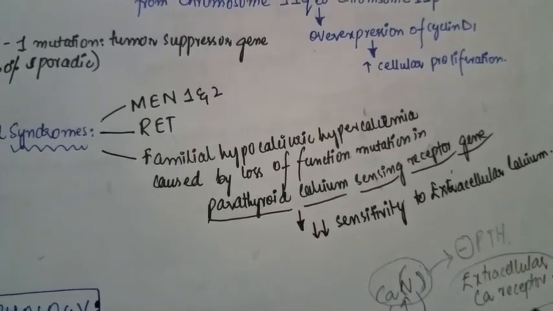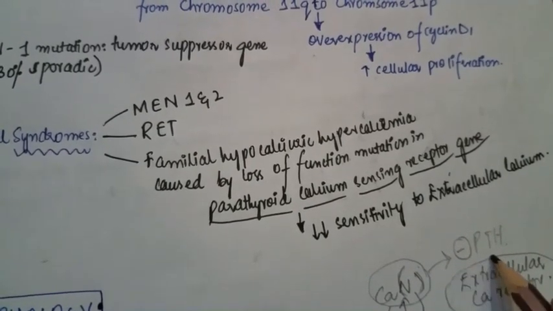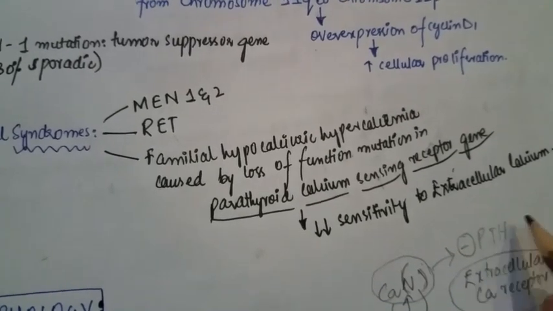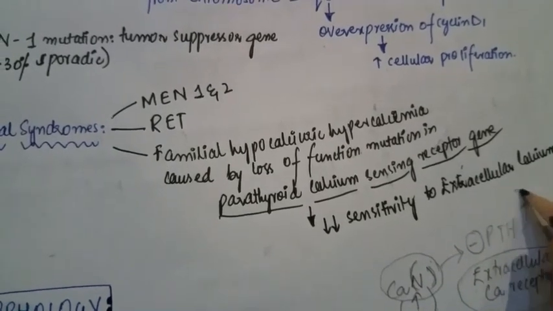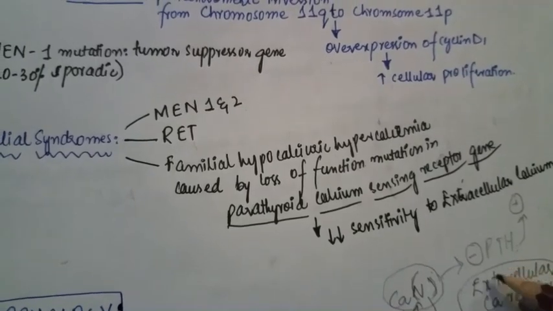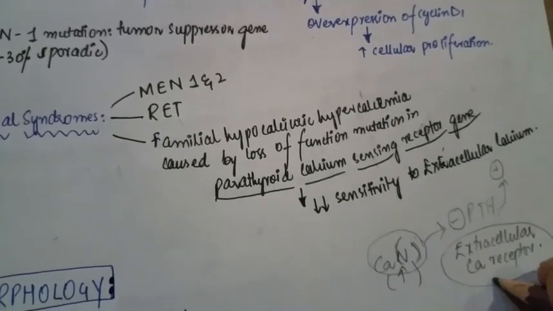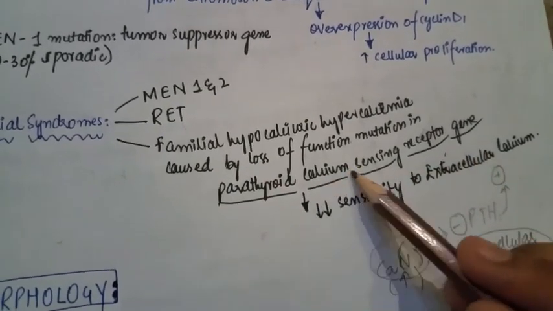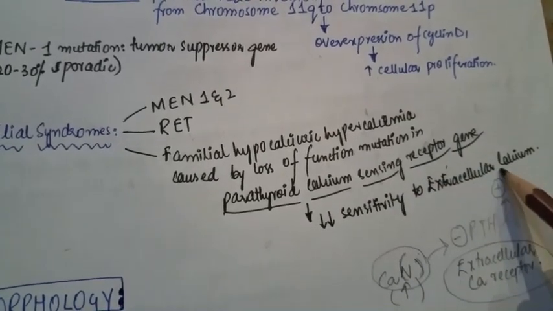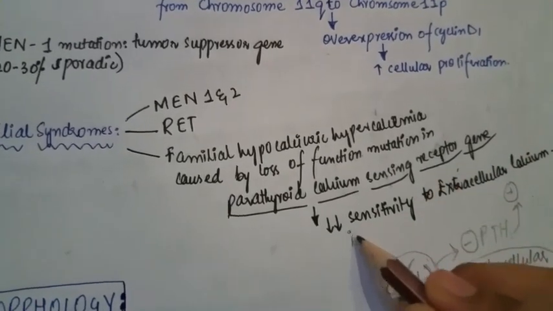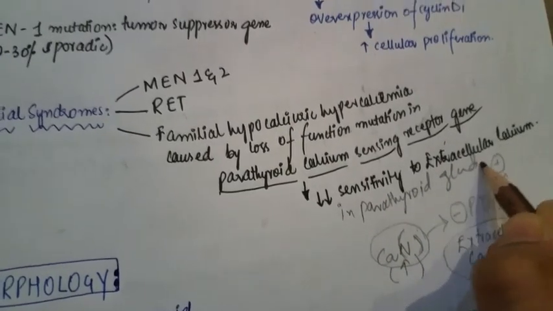But when there is a mutation in this receptor, the calcium itself is unable to give the negative feedback to the parathyroid gland, so there will be no inhibition of the secretion of the parathyroid hormone, and there will be increased secretion of the parathyroid hormone, because the parathyroid gland is not getting the negative feedback from the calcium because of the mutation in the extracellular calcium receptors. So with the parathyroid calcium receptor gene mutation, there is a decreased sensitivity of the extracellular calcium receptors on the parathyroid gland.